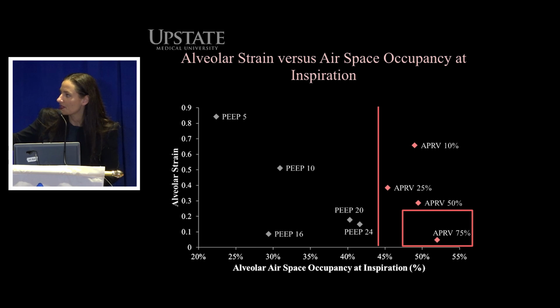APRV 75% fits right into this right lower hand corner. All of the APRV groups we saw had a really great surface area at inspiration because of that prolonged T high. But what we found is, again, we had to shorten that T low in order to really make sure that we weren't straining the alveoli injuriously. By comparison, the low PEEP groups have high alveolar strain, high airspace occupancy, and only once we start increasing our PEEP do we finally get to the point where we have more surface area and lower alveolar strain.